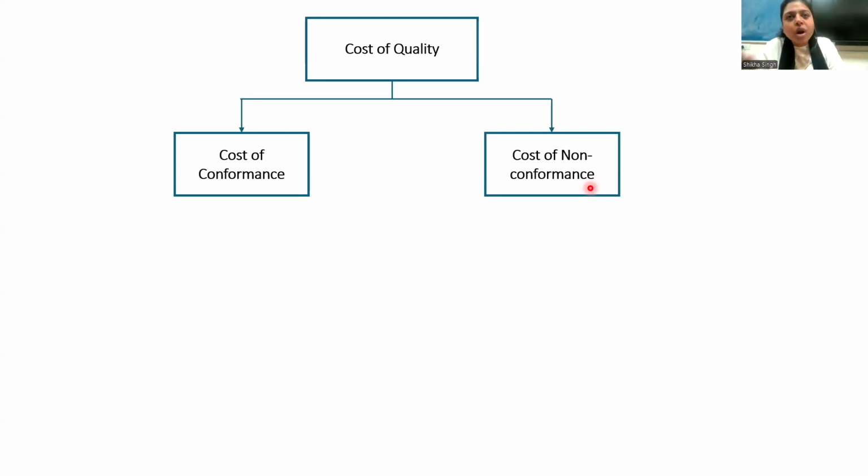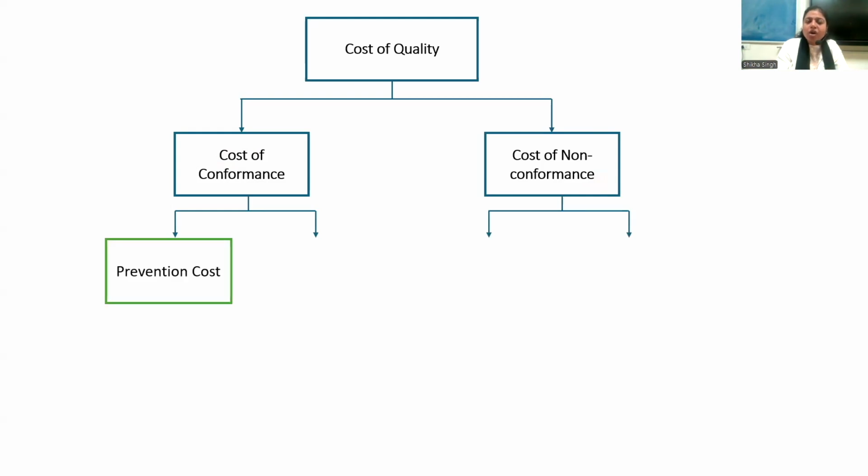Then another segment is called cost of non-conformance, when anything got mismatched, or when you can say that a particular technical specification could not be conformed. Many people call these the cost of good quality or cost of bad quality. Cost of conformance is again divided into two. One is prevention cost, right? Another is appraisal cost. Prevention means we try to minimize the possibility of defects.